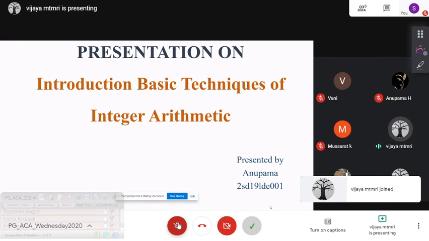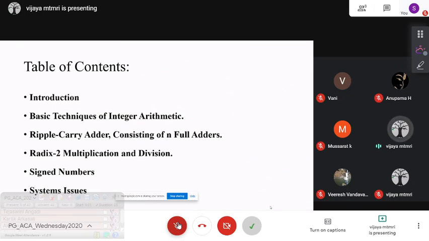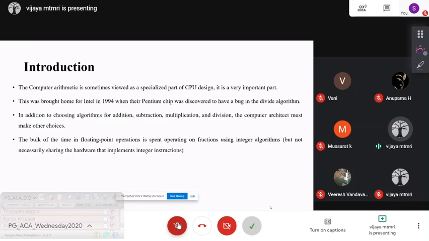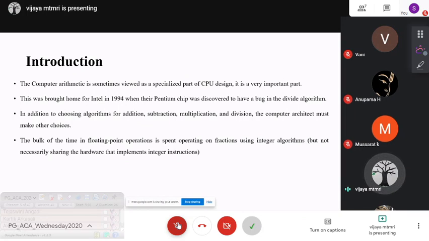My topic is the introduction to basic techniques of integer arithmetic. We will study the table of contents: introduction, basic techniques of integer arithmetic, ripple carry adders consisting of n full adders, radix 2 multiplication and division, signed numbers, and system issues. First we will study the introduction. Computer arithmetic is sometimes viewed as a specialized part of CPU design. It is a very important part.